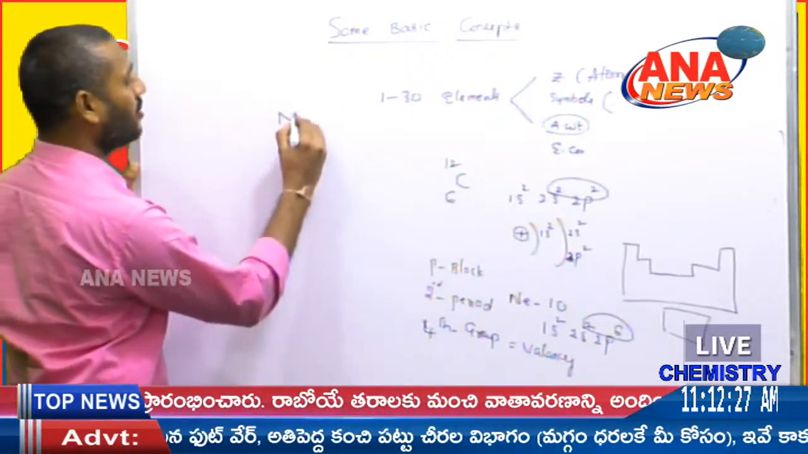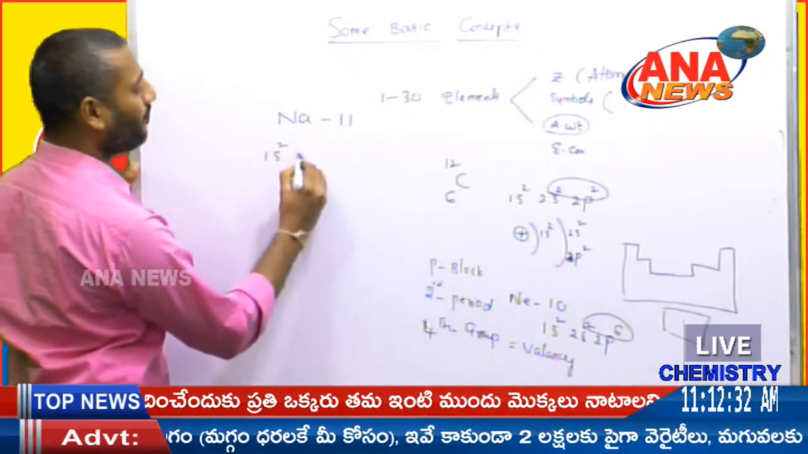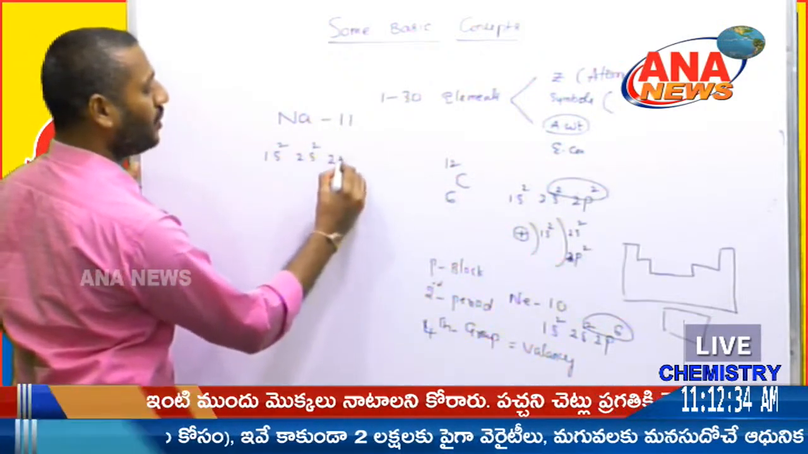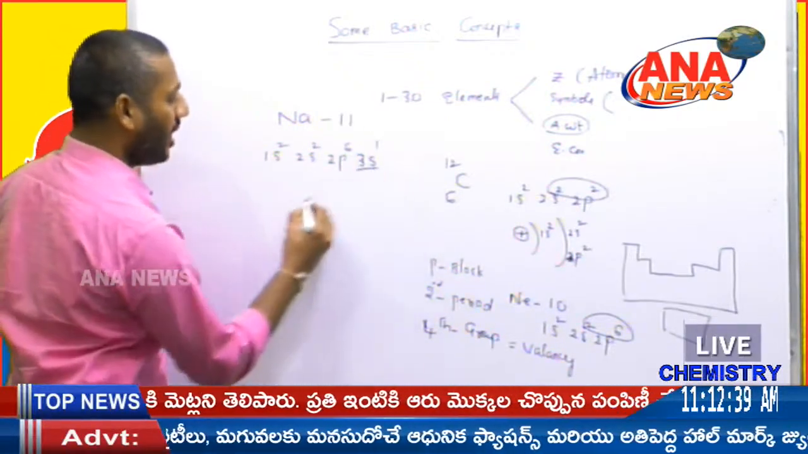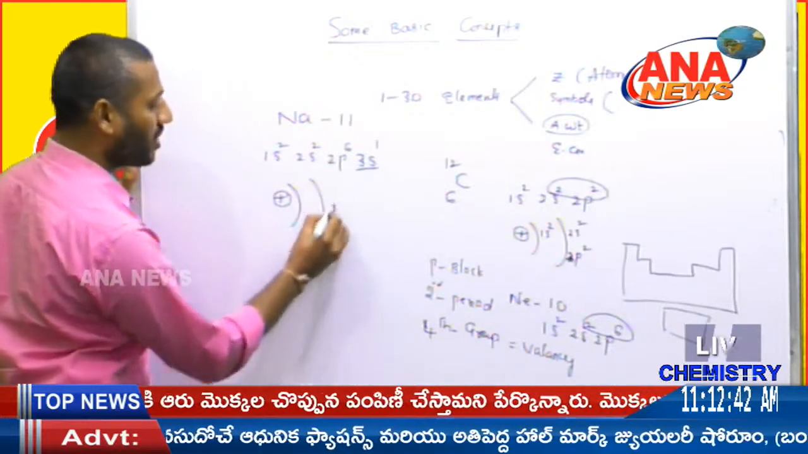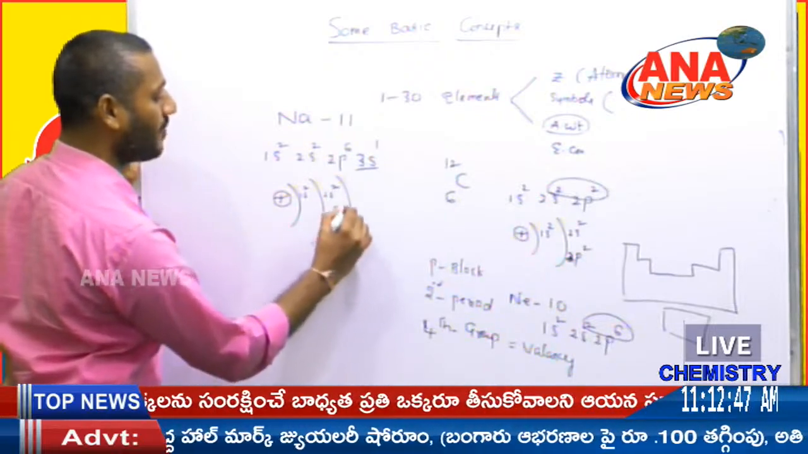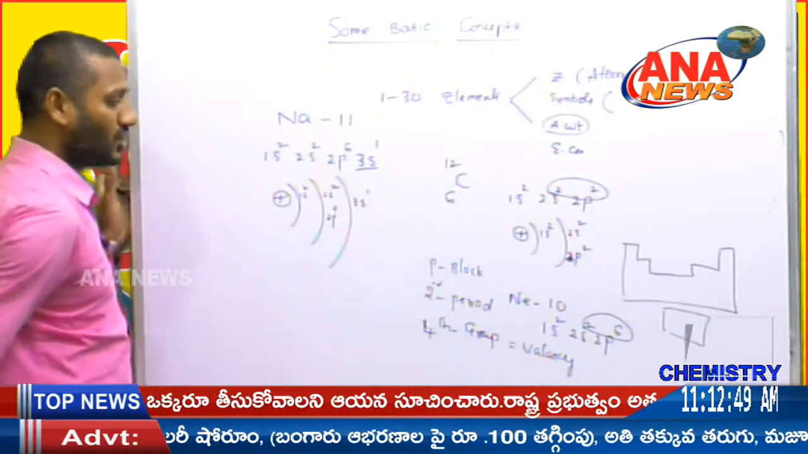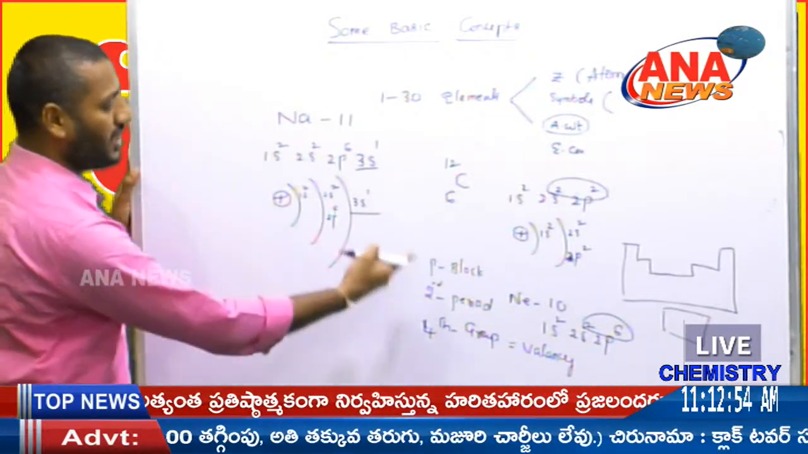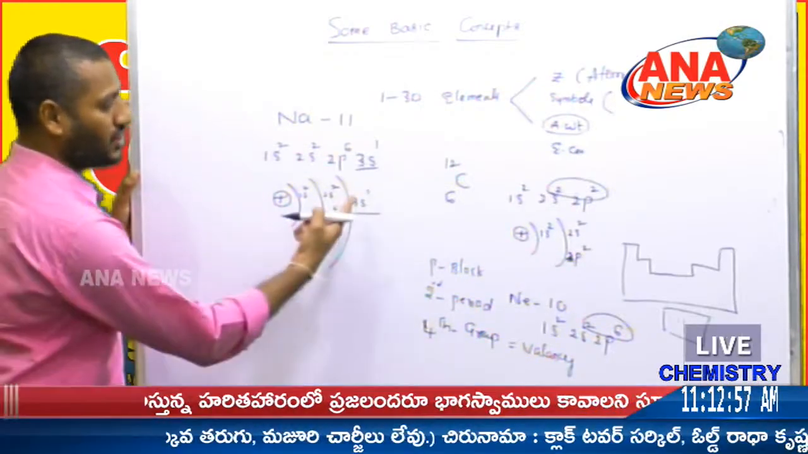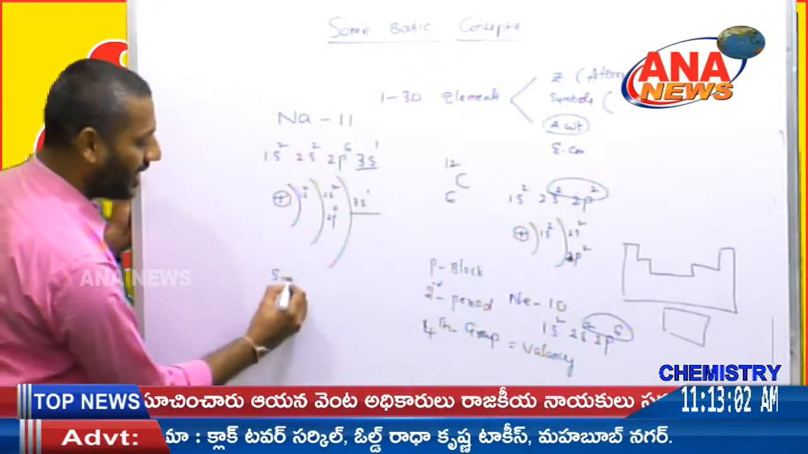Next, we can take sodium. Sodium's atomic number is 11: 1s2, 2s2, 2p6. Already the 10 is gone. So next is the 3s1. As I already said, we take the outermost configuration only. We have to write all the information. The incoming electron entered into the s orbital, so this is called the s block.